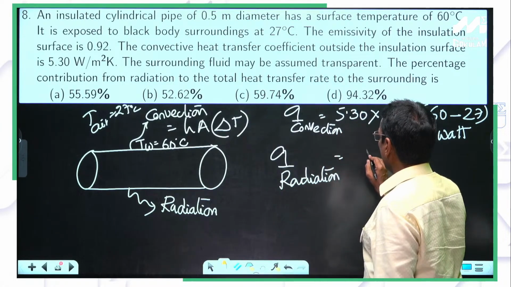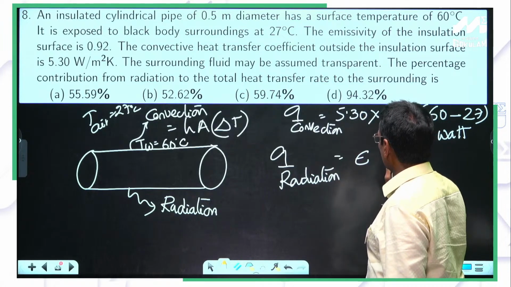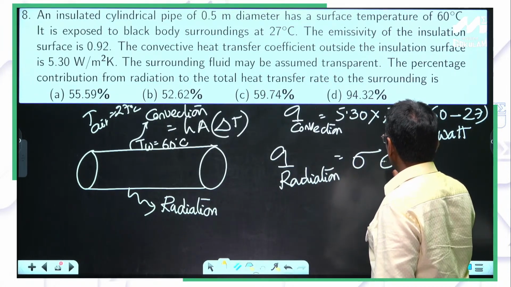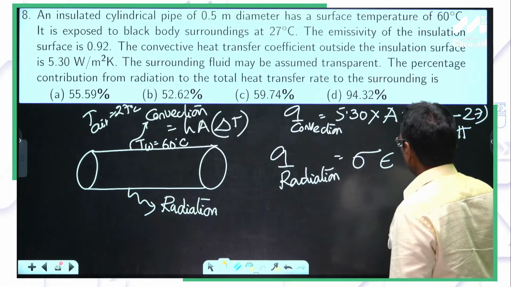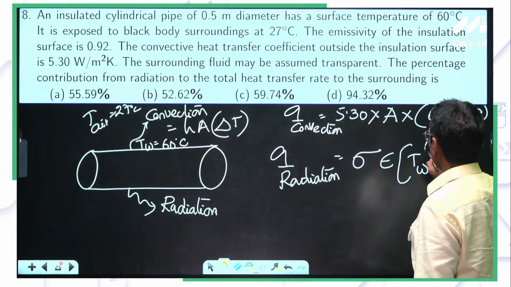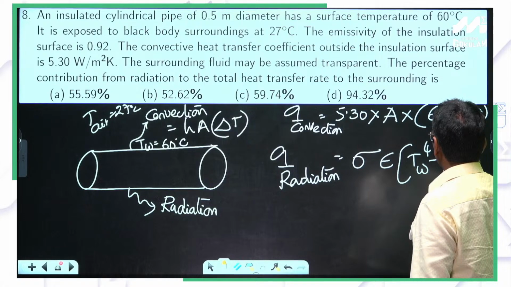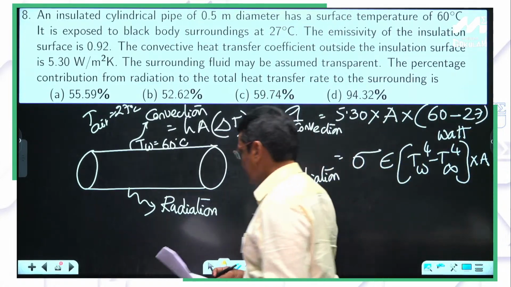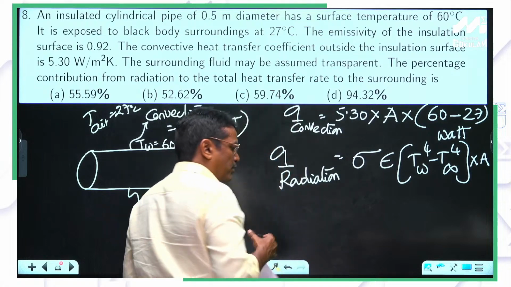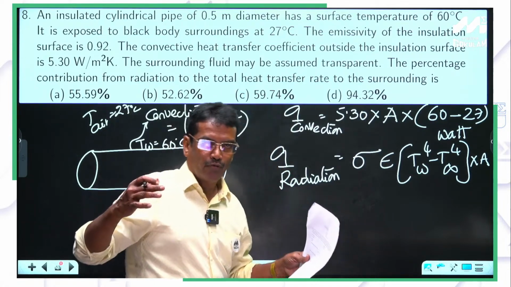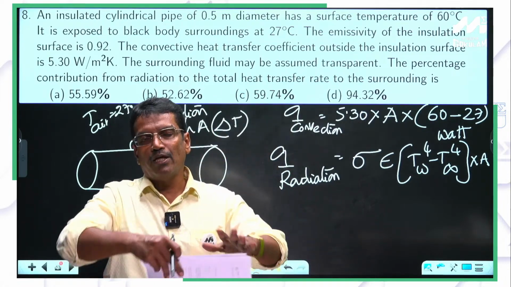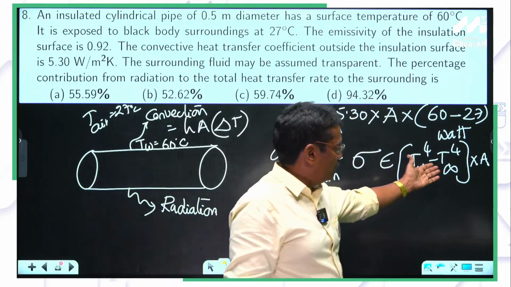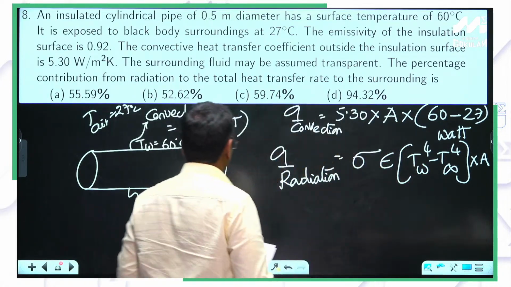Please remember, epsilon, sigma, epsilon into the temperature of the rod to the power of 4 minus the temperature of the surrounding, into area. This is the formula for the radiation heat loss. Whenever a finite sized body is kept in a large enclosure or large surroundings, the surrounding temperature is T infinity, this is the temperature of the rod, and everything is given.